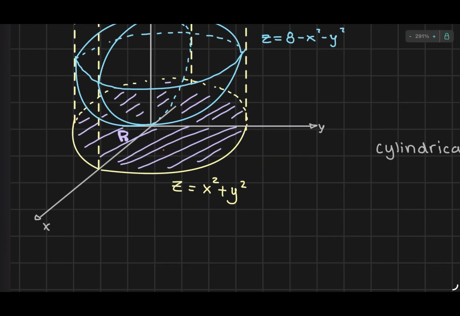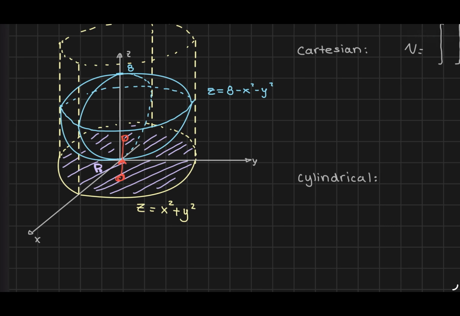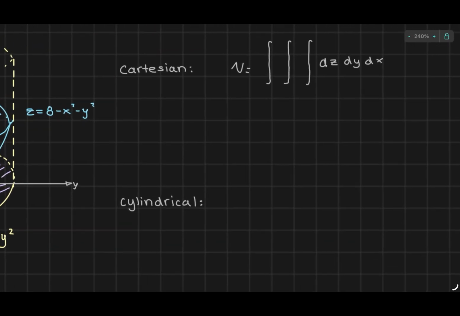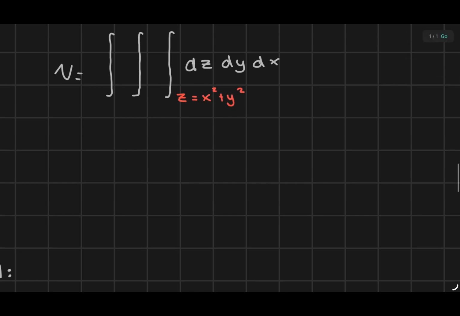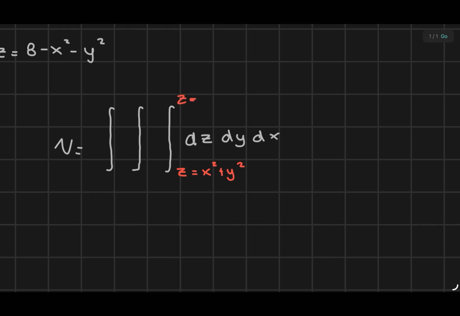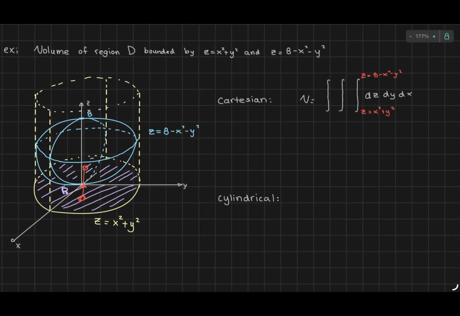Well, we're going to be coming from z equals x squared plus y squared, and we're going to be exiting at the top right there. That is going to be our blue function, z equals 8 minus x squared minus y squared. So those are going to be our z bounds, perhaps a little bit uglier than I might care for, but it's definitely doable so far.